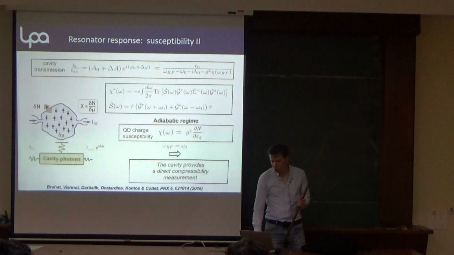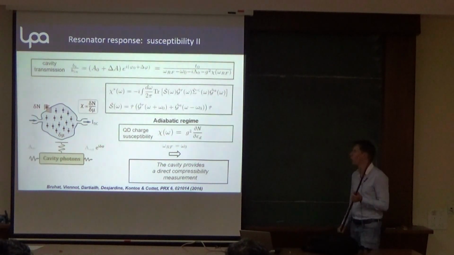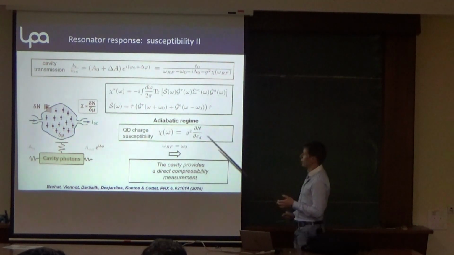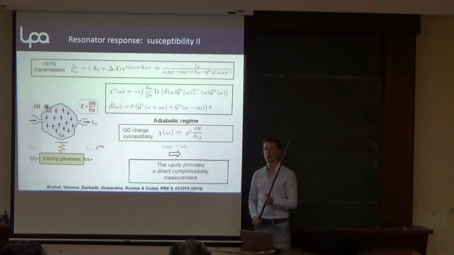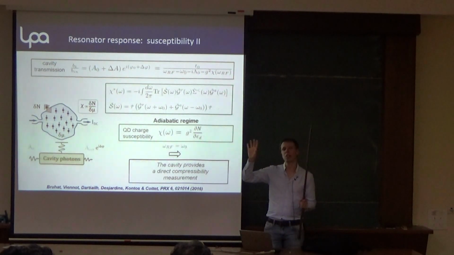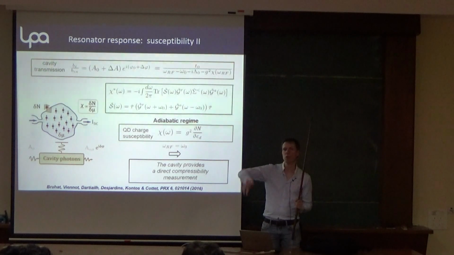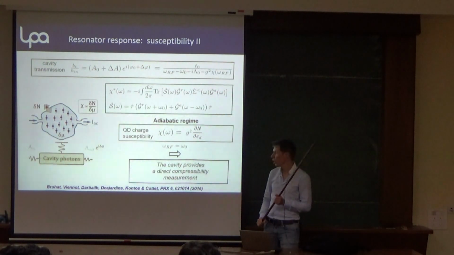But now, when you're dealing with some more open systems, one particularly interesting regime is when all the energy scales of the system are much larger, so the system is much faster than the cavity photons.